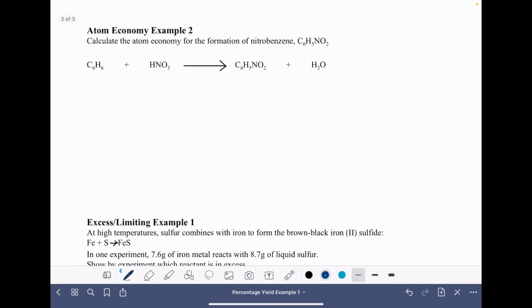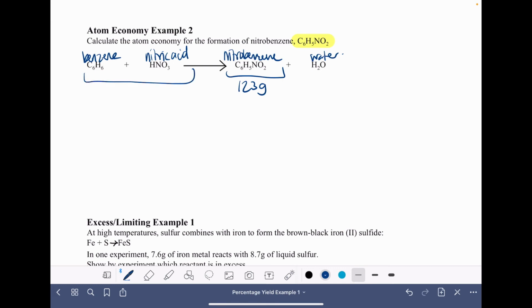Okay, our atom economy example 2. Calculate the atom economy for the formation of nitrobenzene. We've got the formula here. So this is the nitrobenzene here. This here is actually benzene. And we've got nitric acid and water. Okay, so we're going to take the mass of nitrobenzene, which is 123 grams, and we're going to add that to the total mass of the benzene and the nitric acid.